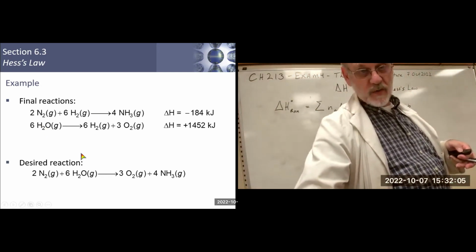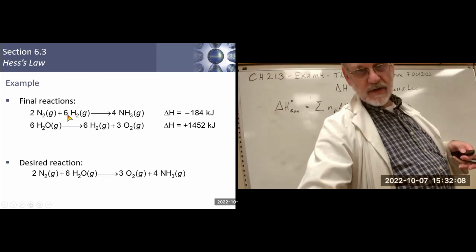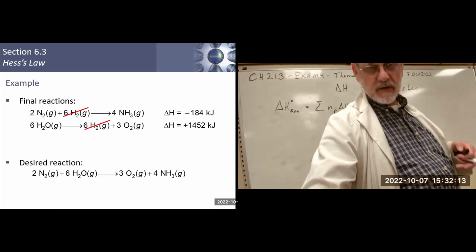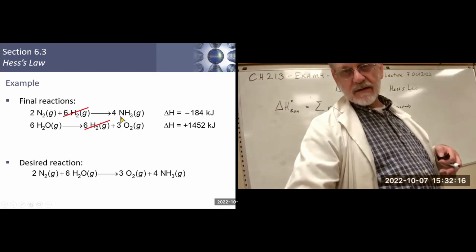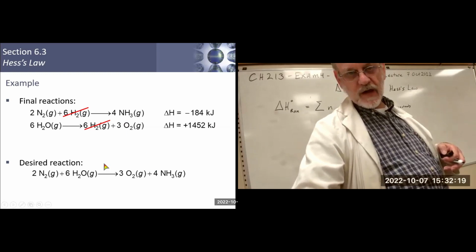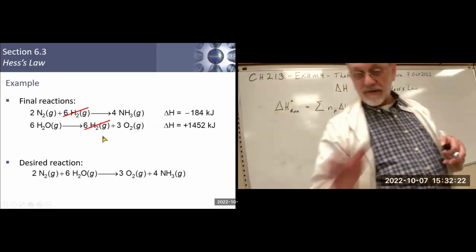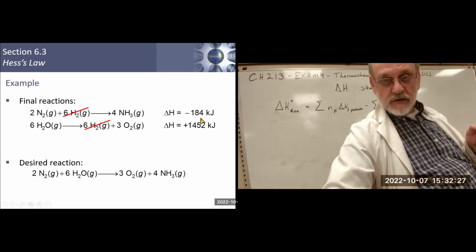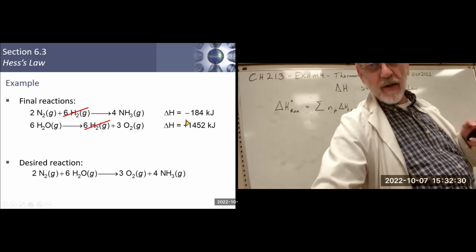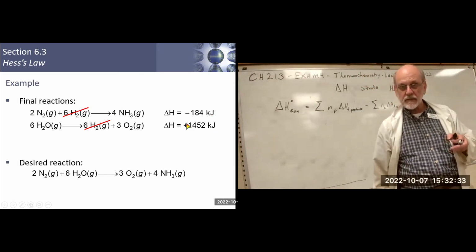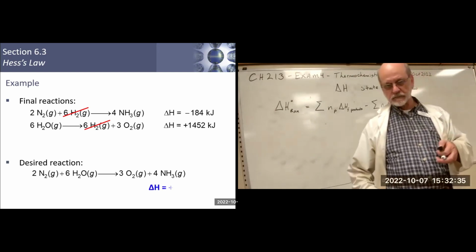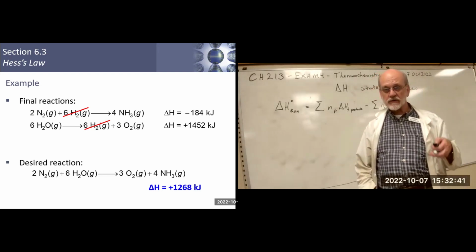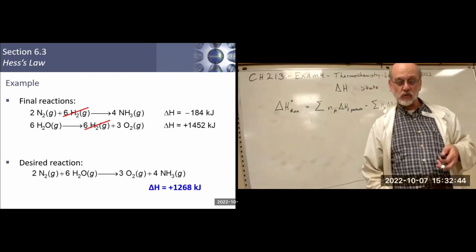So if we add these together, what do we get? Well, there's our 2 nitrogens, 6 hydrogens as reactant, 6 hydrogens as product. They cancel. Yep, there they go. And then we have 4 ammonias and 3 oxygens and 6 waters there. So that added together. And what did we do? We used the multipliers to change the values of the enthalpy for our component equations. And we add them together and we find out that this reaction is endothermic to the tune of 1,268 kilojoules.